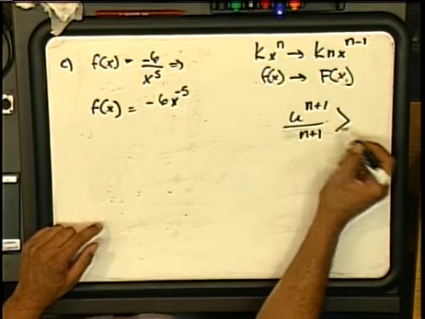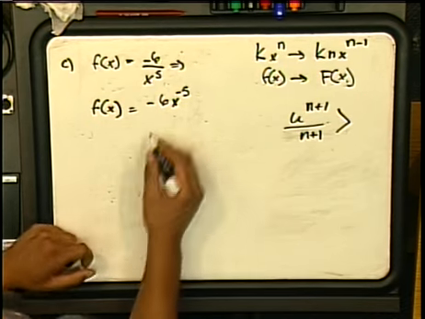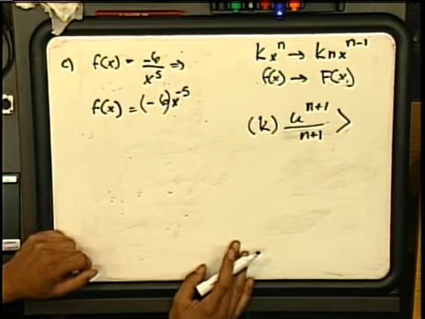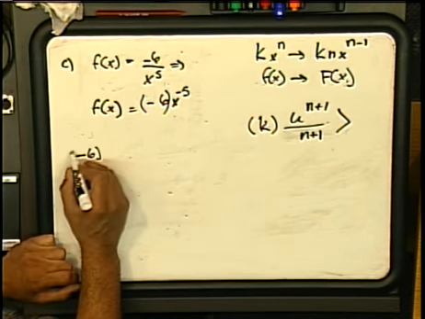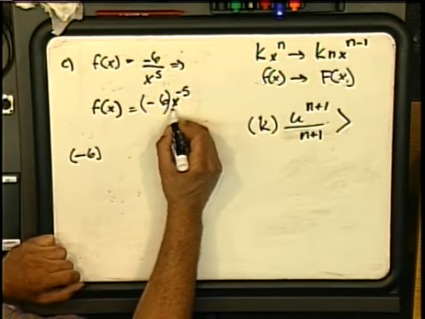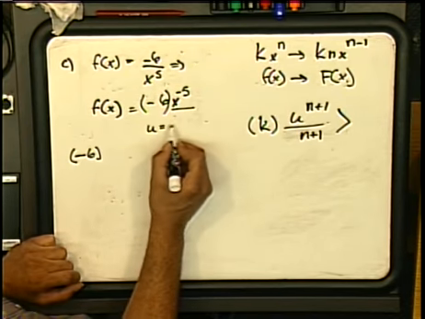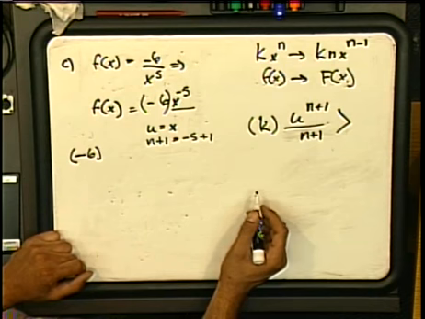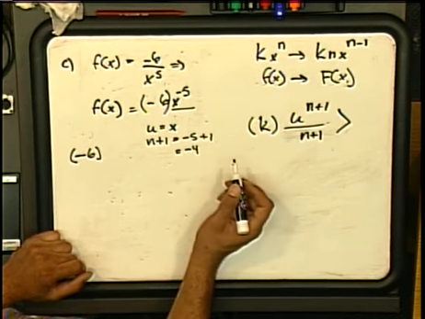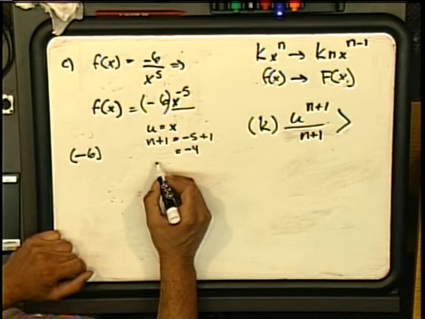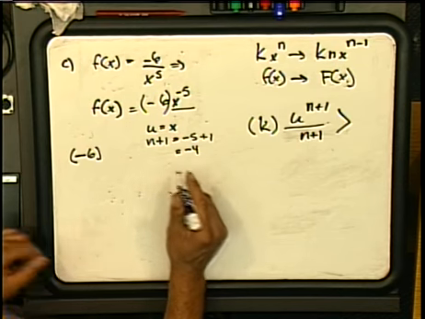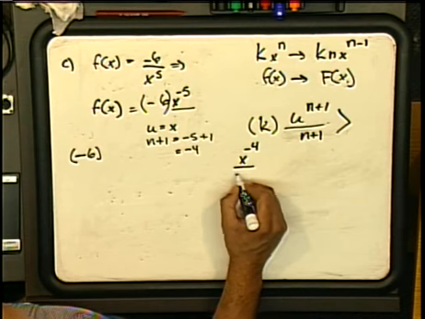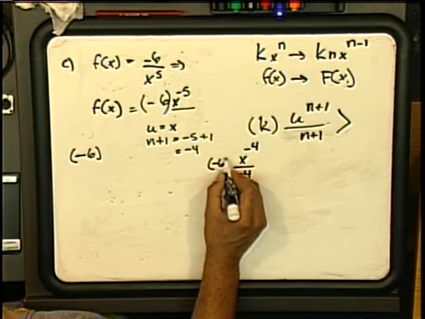And we can apply this formula to it. -6 is our constant term, so we can take this out. We're left with x to the -5th, u equals x, n plus 1 equals -5 plus 1, which is -4. So u equals x to the -4 over -4 with our constant term.